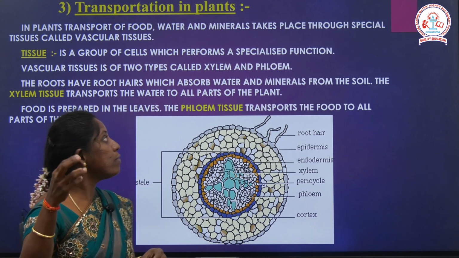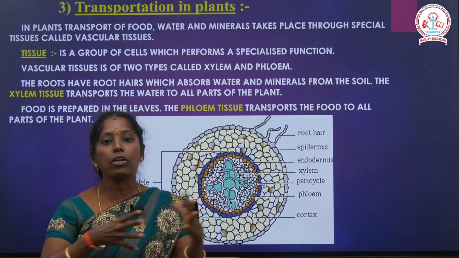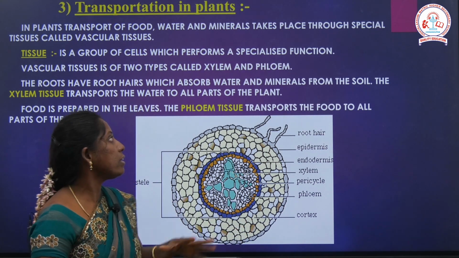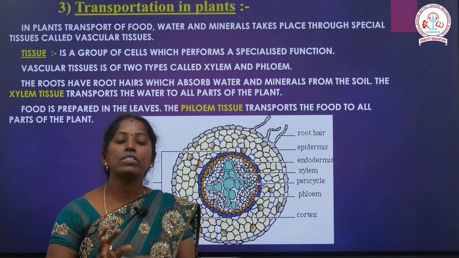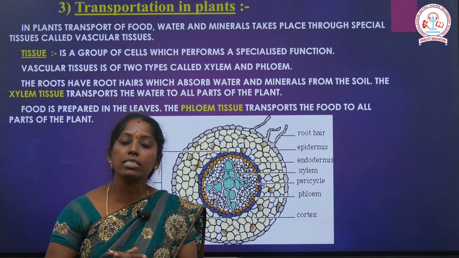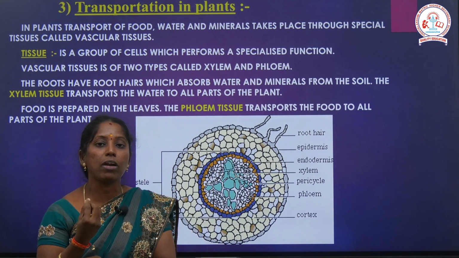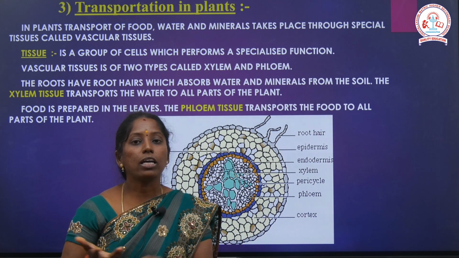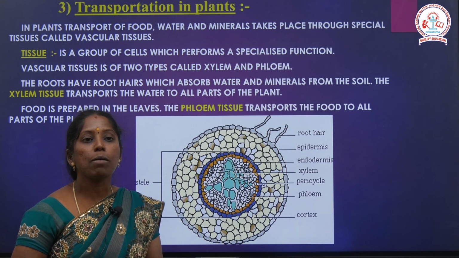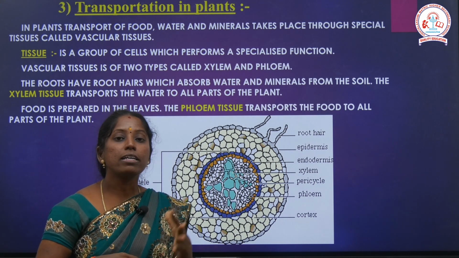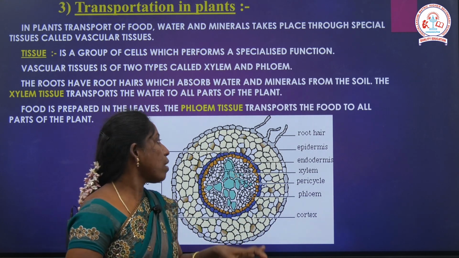They also need food, water and minerals to live. Through which part do they transfer them from one part to another? Through the vascular tissues. What do tissues mean? A combination of cells, a group of cells, is called tissue. Each and every living body has a basic unit called the cell. A group of cells we can call tissues. Here we are using vascular tissues. Through vascular tissues only, plants transport food, minerals and water to all parts of the plant body.